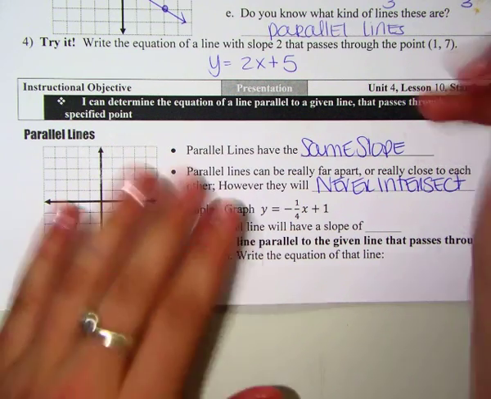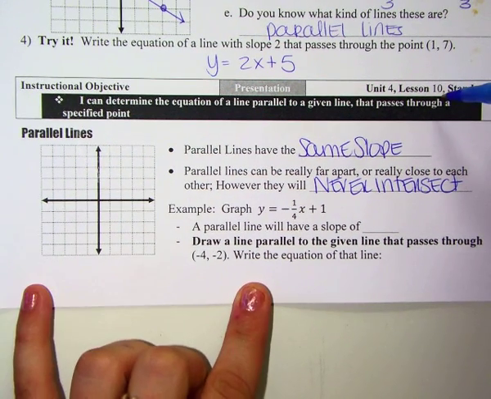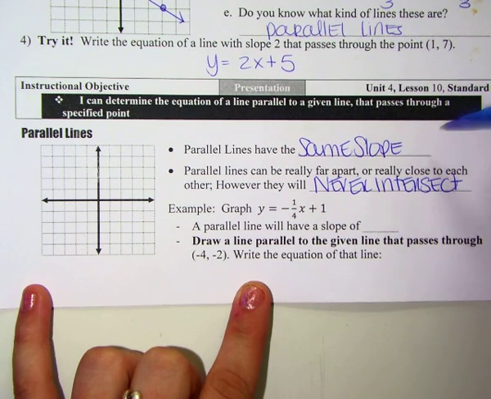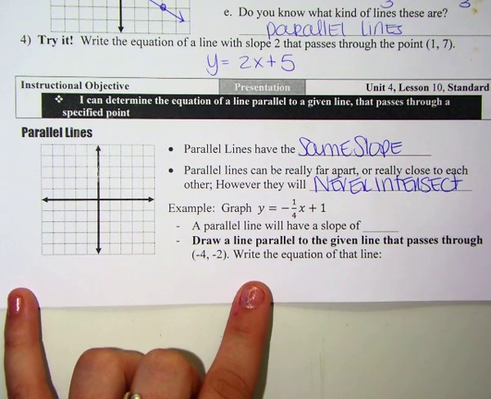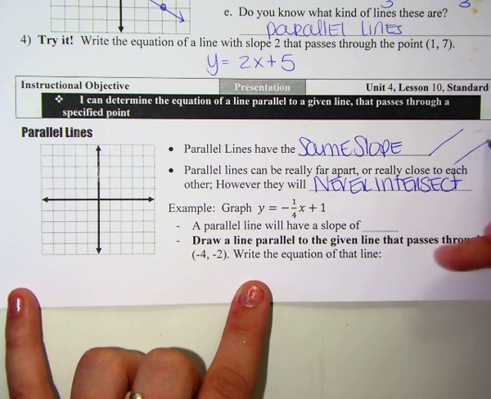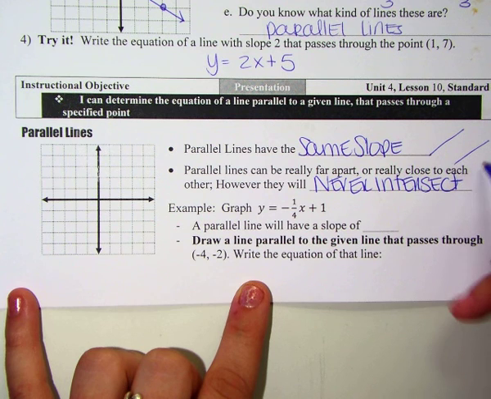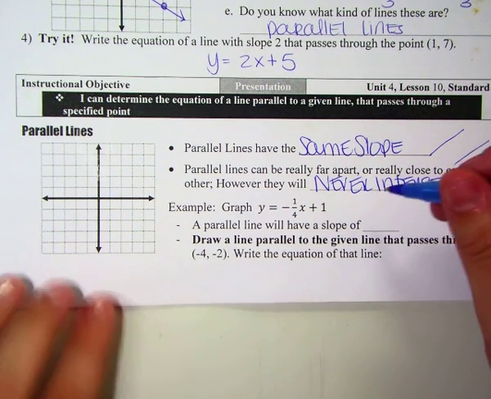Okay, this is lesson 4.10, which is parallel lines. And so just a little bit about parallel lines. First of all, parallel lines have the same slope, and they can be really far apart, however, or really close to each other. However, they will never intersect. So no matter if they're really far or really close, they're never going to intersect, except for one situation, which I'll talk about later. So let's graph this one really quick.